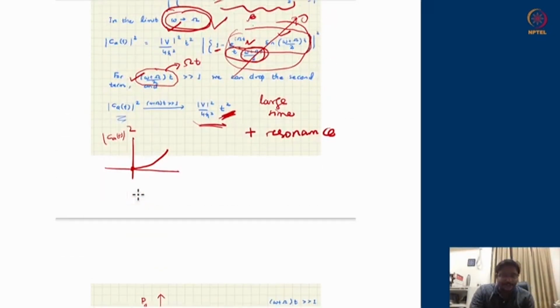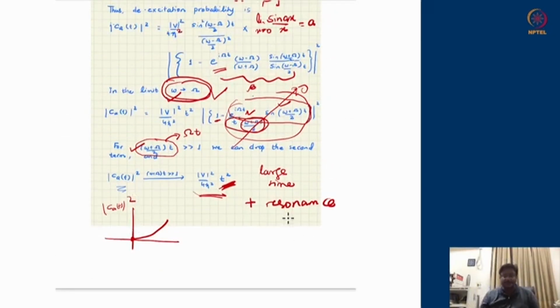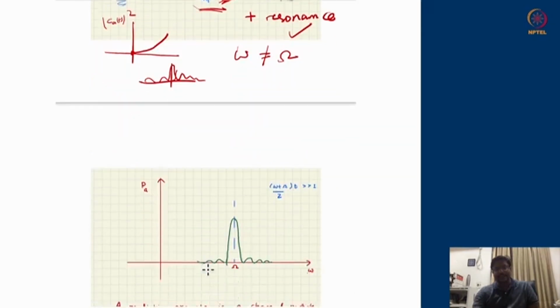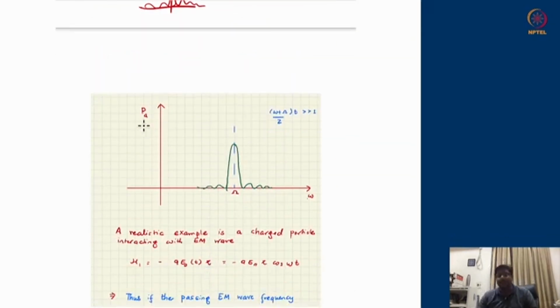Now, this was the story when you use the resonance. Resonance meaning the frequencies matched. The sync function game like this happened. If the frequency does not match, if your omega and capital omega are not the same thing but two different things, then it is the usual sync function, and the usual sync function looks like this. Sync square looks like this, and that is what the transition probability, or Ca mod square, will do. It will look like a curve which is something like this over here.